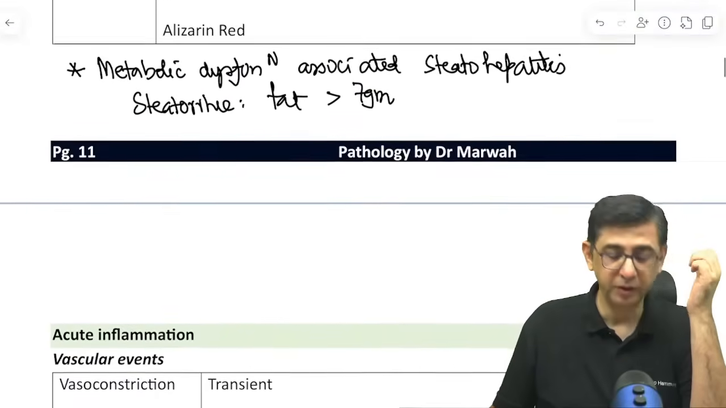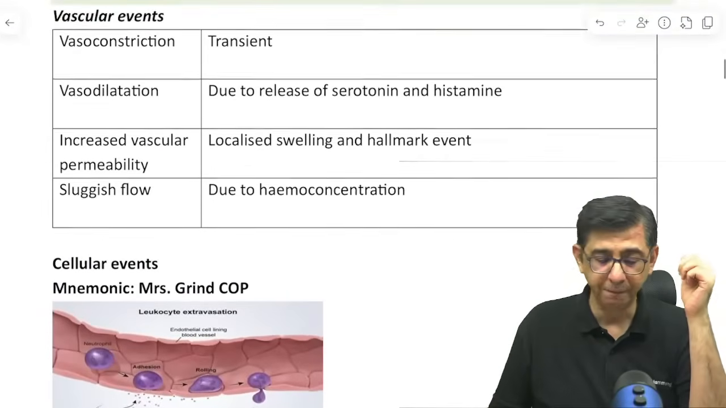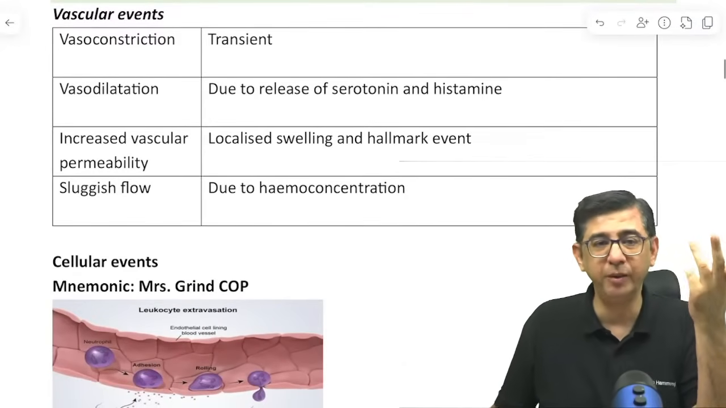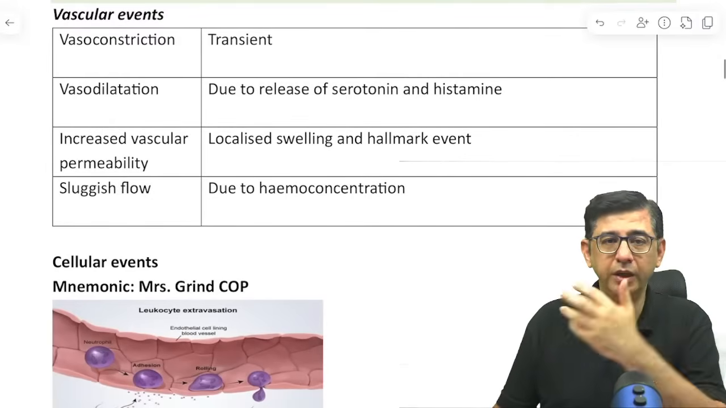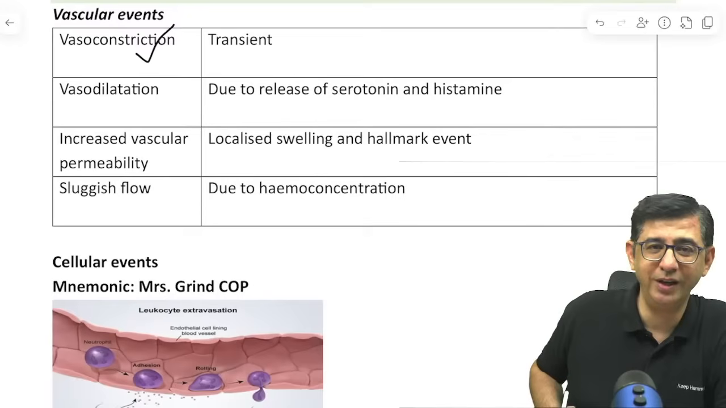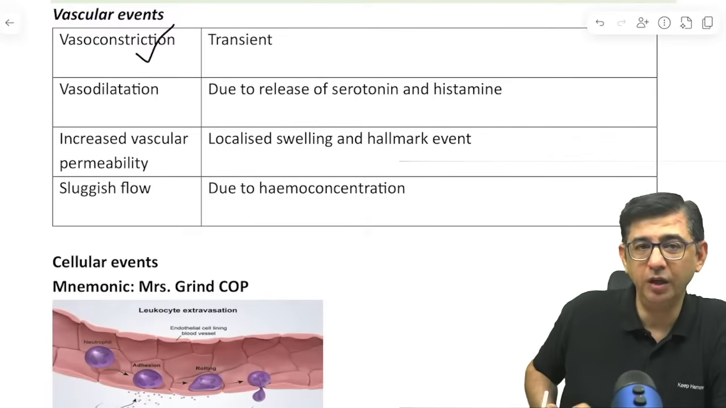Okay, fine. So at the moment we have talked about cell injury. Next we'll talk about vascular events, and we'll talk about inflammation now. For inflammation, the initial event is obviously vasoconstriction, third year of medical school, followed by vasodilation. But then there are a couple of cellular events that we need to study.